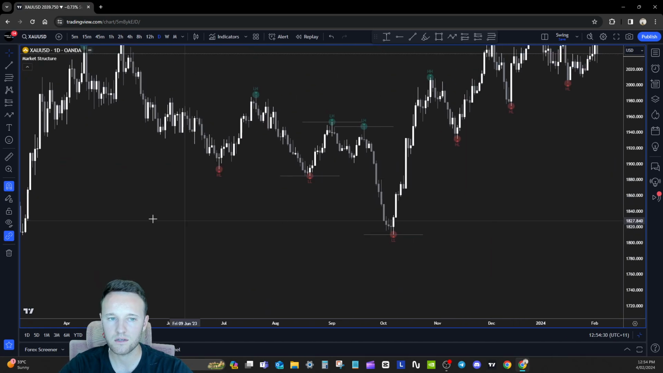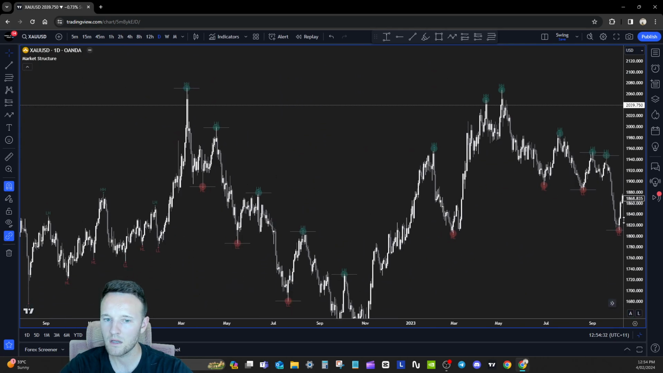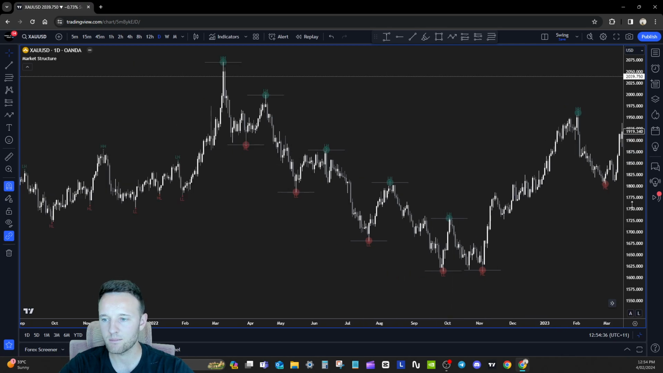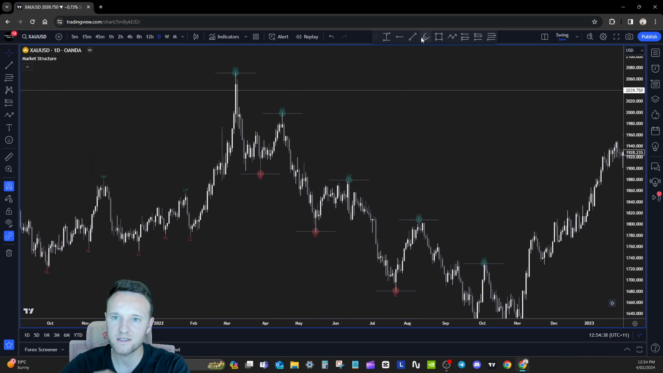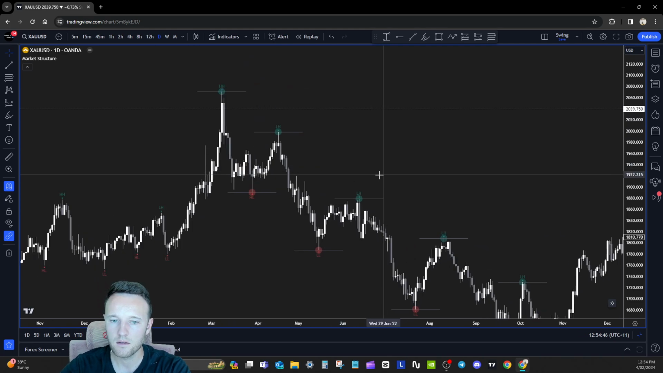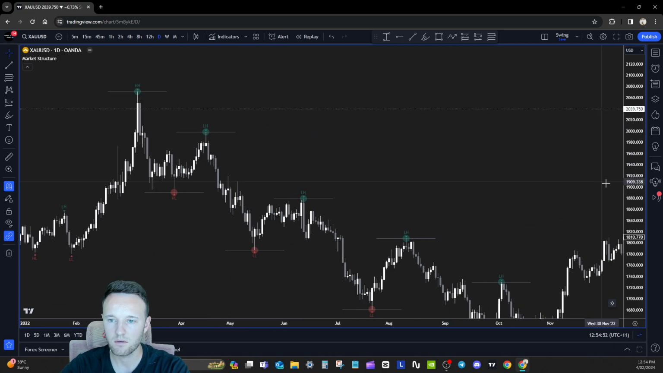Okay, so now that we understand this, we're going to go over here and I'm going to show you some examples. So here we can see price is clearly in an uptrend. We can see higher lows, lower highs being broken, a higher high formed up here, a higher low formed right here. Price is in an uptrend.